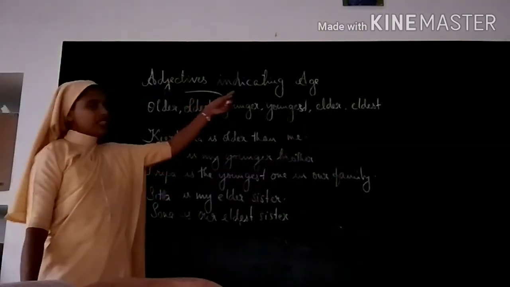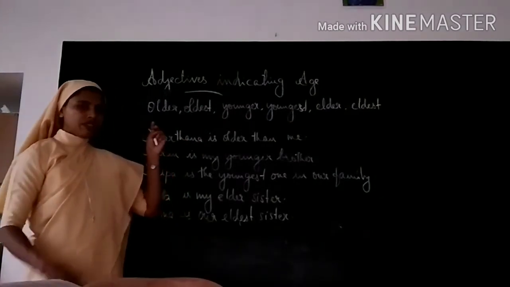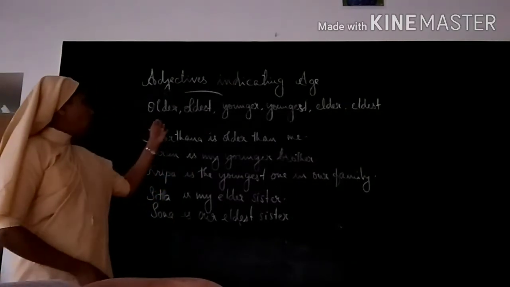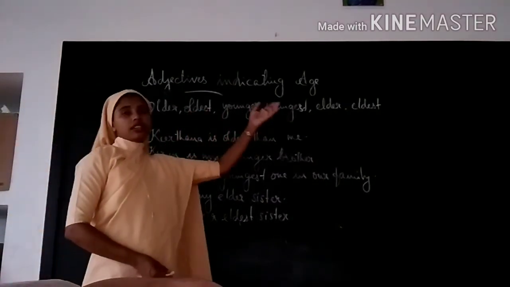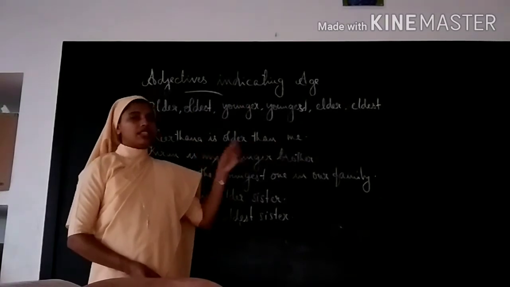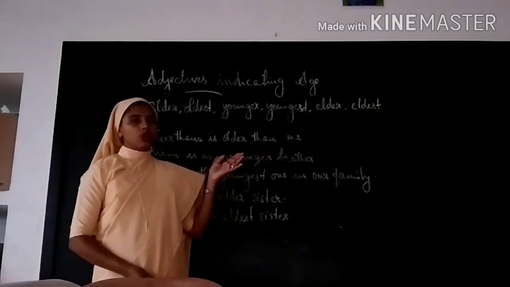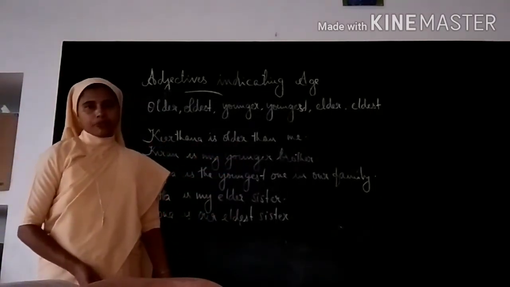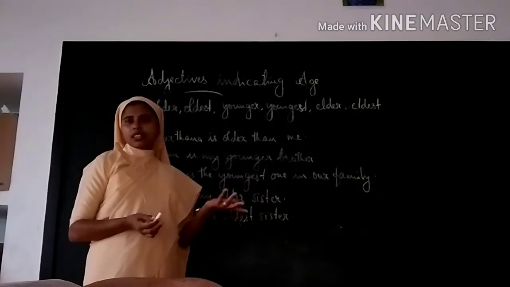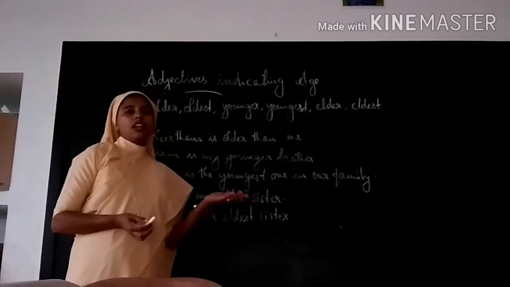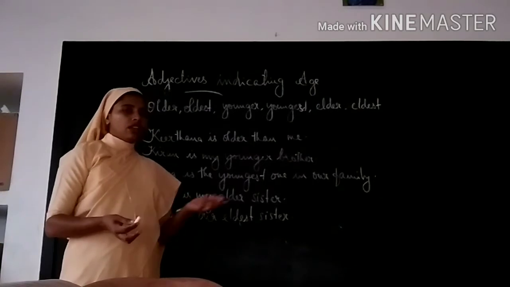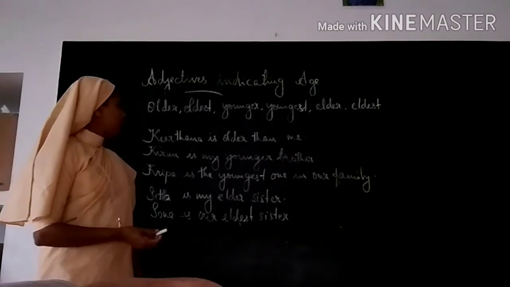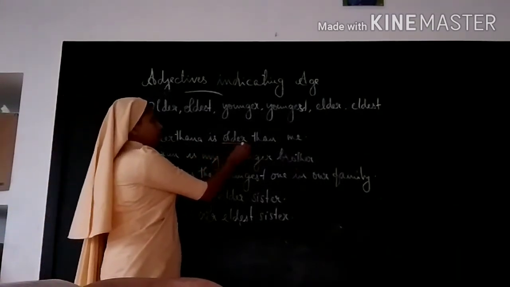Next one is adjectives indicating age, because we usually use the age in order to mention age. Older, oldest, younger, youngest, elder and eldest. These are the adjectives we usually use to indicate age. For example, Kirtana is older than me. I may not have any relation with Kirtana, but I know her and I am comparing her with me. So here I have used, Kirtana is older than me.